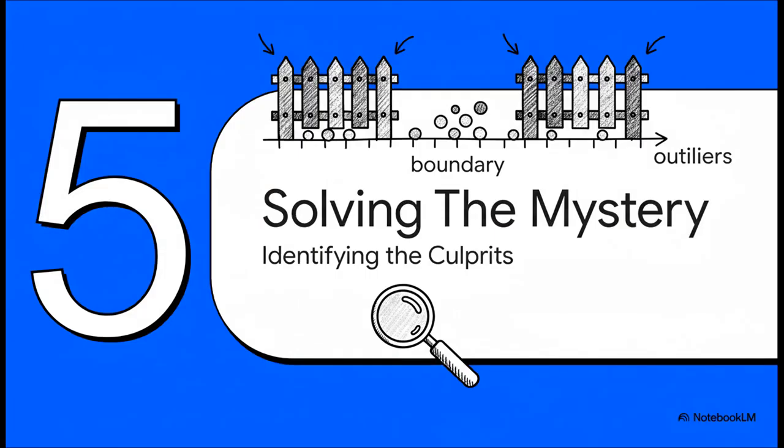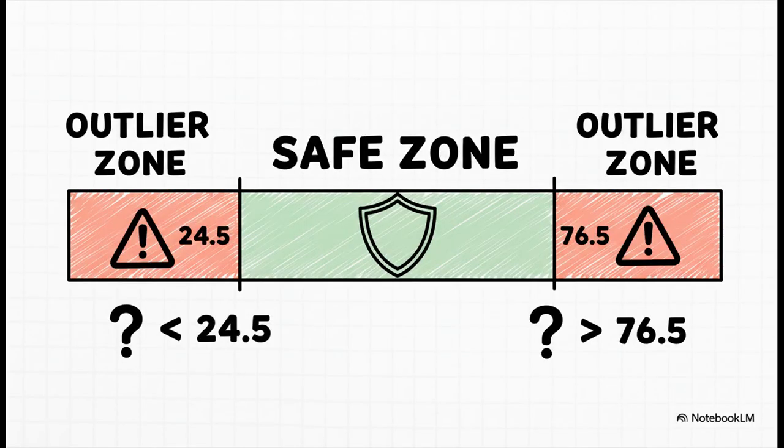This is the moment we've all been waiting for. We've done the prep work, we've built our fences, and now it's finally time to check our original lineup against those boundaries and officially identify our outliers. The rule is simple. Is a number in our list smaller than 24.5, or is it bigger than 76.5? If the answer to either of those is yes, then we've found one of our culprits. Let's go through the list.